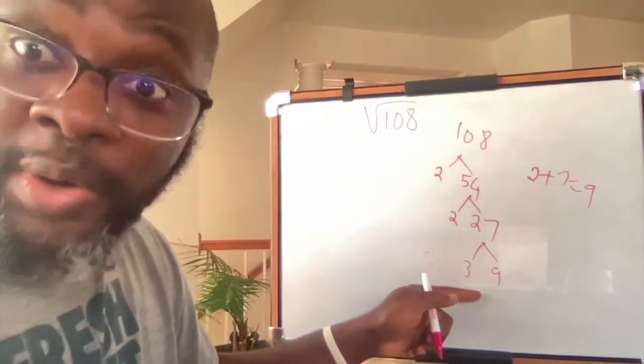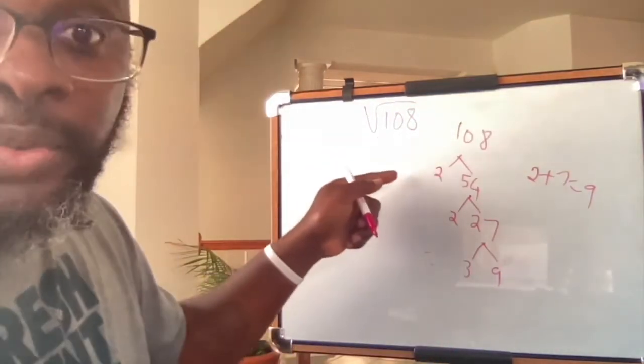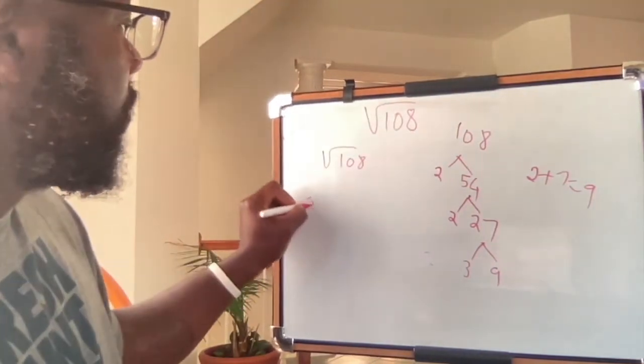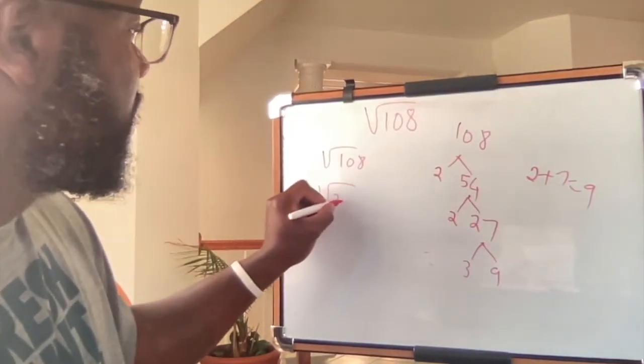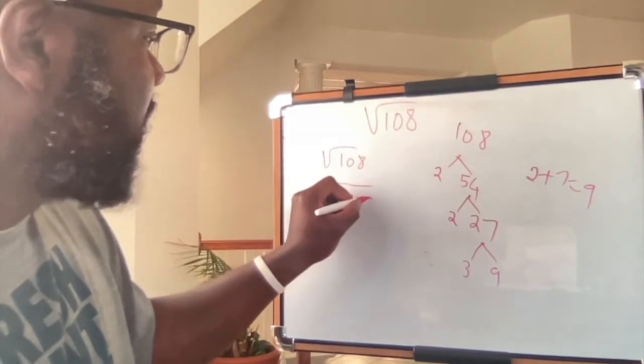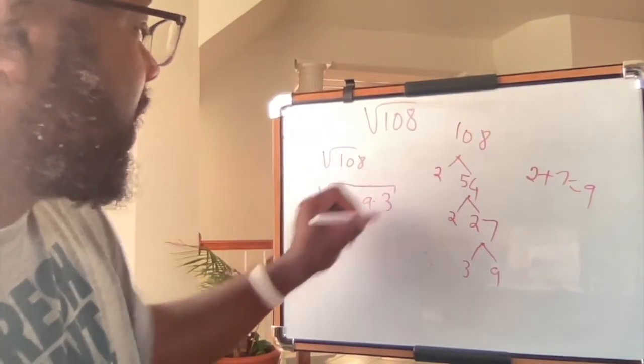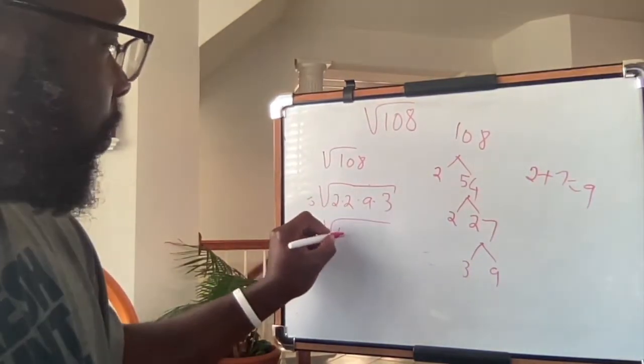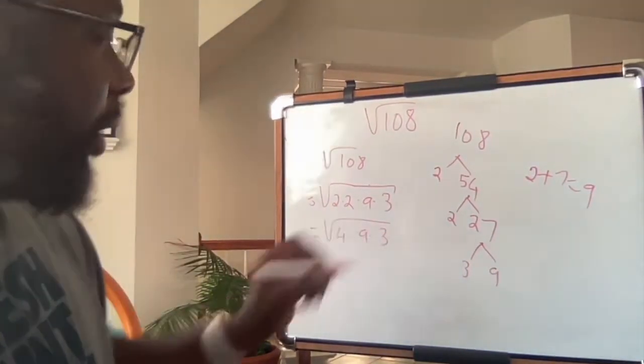9 is a perfect square, so we can rewrite this whole expression. Square root of 108 will be equal to square root of 2 times 2 times 3 times 9. Now look, 2 times 2 is 4. So I get square root of 4 times 9 times 3.